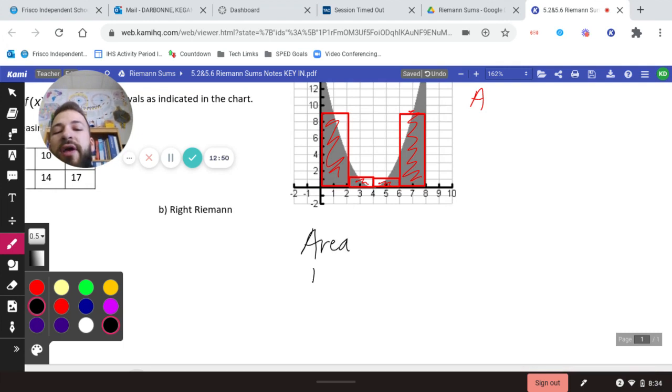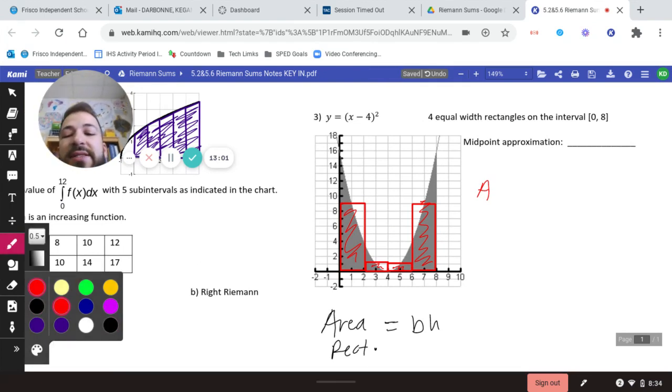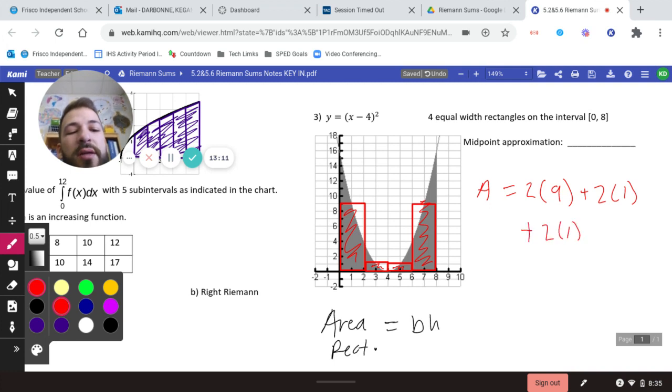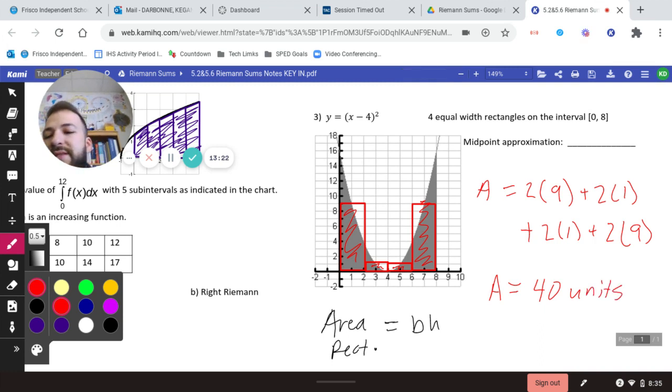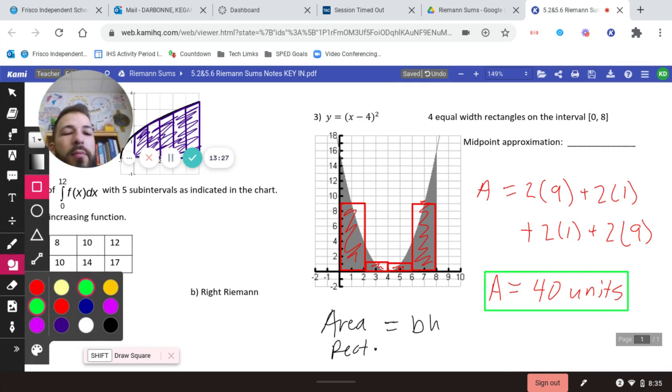So our area of a rectangle is just base times height. Nice and easy. So for each of these, we're just multiplying the base times the height. So our area for our rectangle would be 2 times 9 plus 2 times 1 plus 2 times 1 plus 2 times 9. And multiplying that all the way up, and we do get 40 units, whatever they are, because I don't know. And that's our answer.